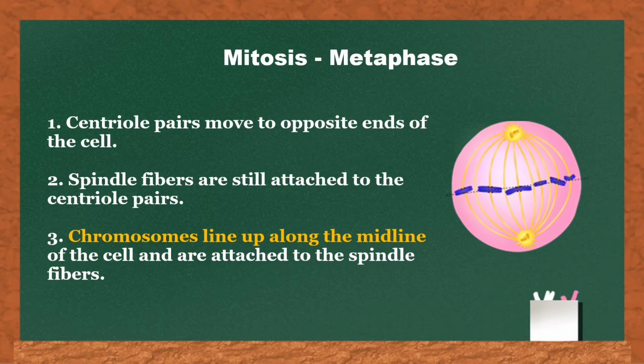And then chromosomes line up along the midline, or known as metaphase plate, at the cell and are attached to the spindle fiber. So you can clearly see here that the cells are lined up along the midline.